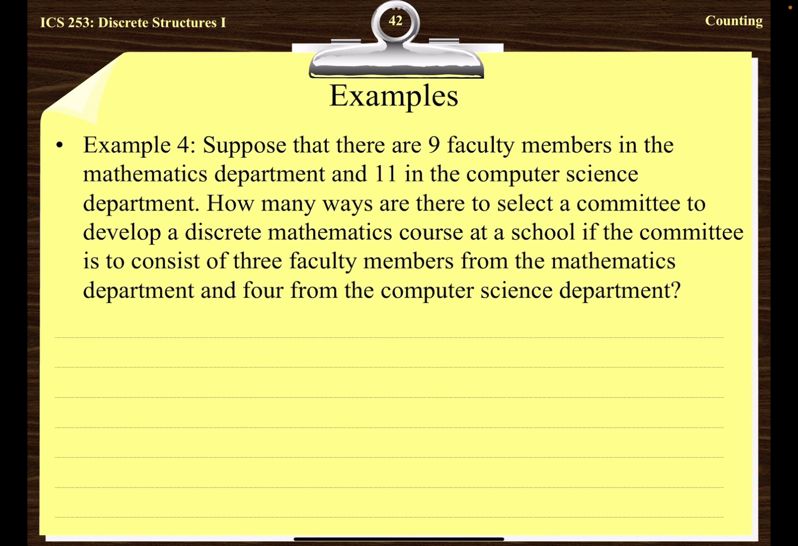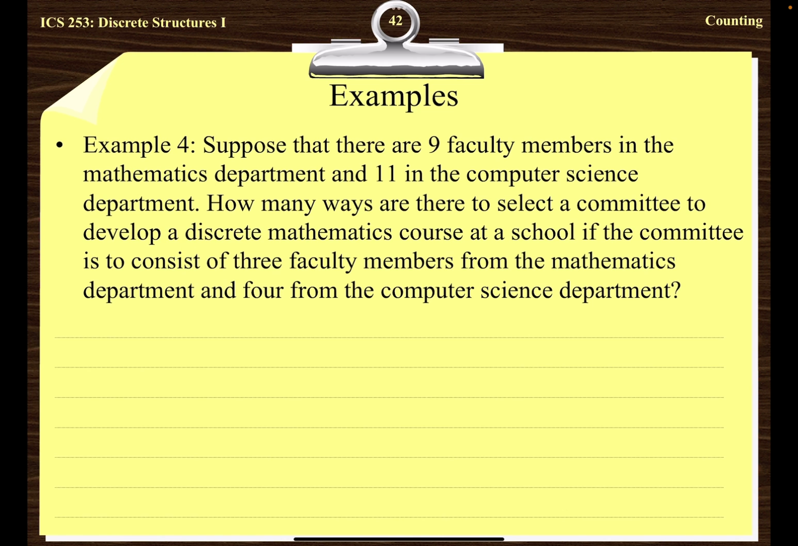Suppose that there are 9 faculty members in the math department and 11 faculty members in the computer science department. How many ways are there to select a committee to develop a discrete math course at a school if the committee is to consist of 3 faculty members from the math department and 4 faculty members from the computer science department? What do you think? 9 choose 3 multiplied by 11 choose 4. Right, so we have here one answer.